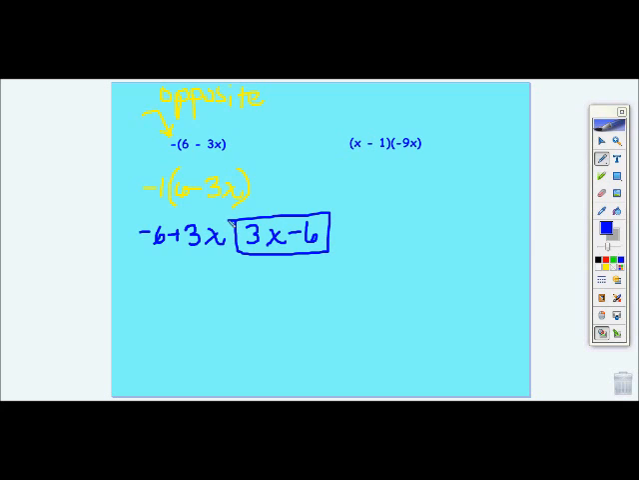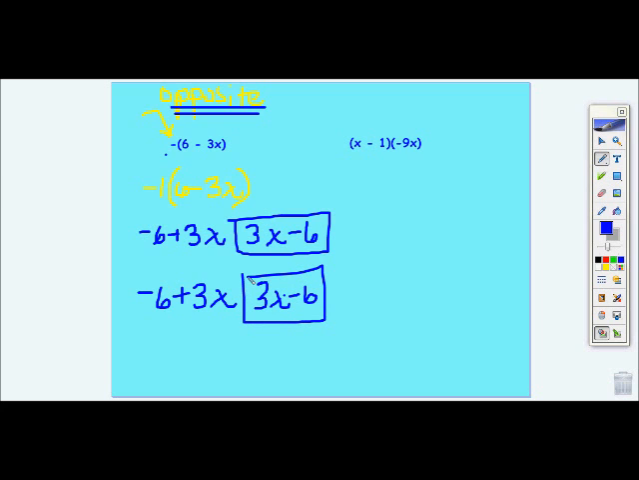Now, if I do it with the opposite, let's try that one. The opposite of 6 is negative 6. The opposite of negative 3x is positive 3x. I'm going to come up with the same answer. Whichever way works better for you, thinking opposite or putting in that negative 1. Again, they're going to do a little reverse here for you.